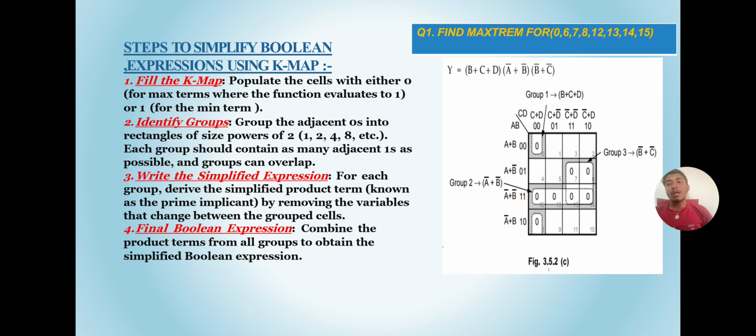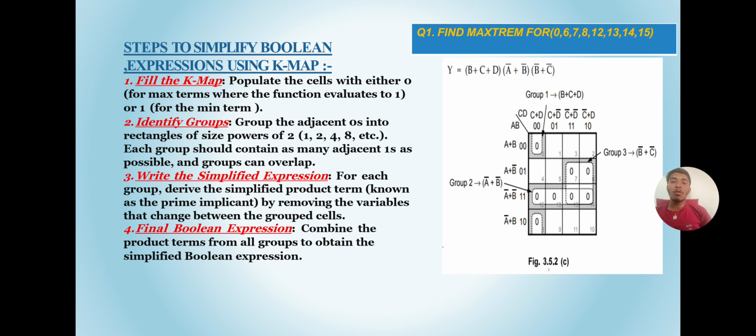Then what's our next step? Identifying the groups. We are done with the filling of the K-map. Next we identify the groups. Group the adjacent zeros in rectangles of size power of 2: 1, 2, 4, 8. So we group in this order: 2 power 1 is 2 cells, 2 power 2 is 4, you can group 4 cells, and 2 power 4 is 16, so we can group 16 cells.